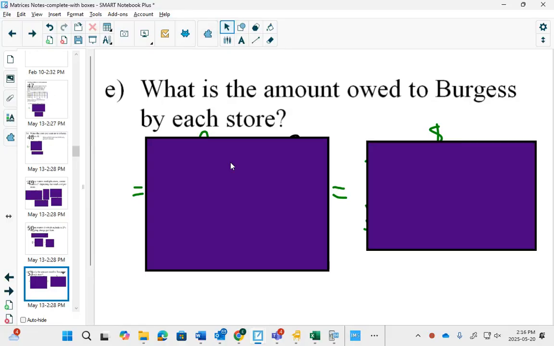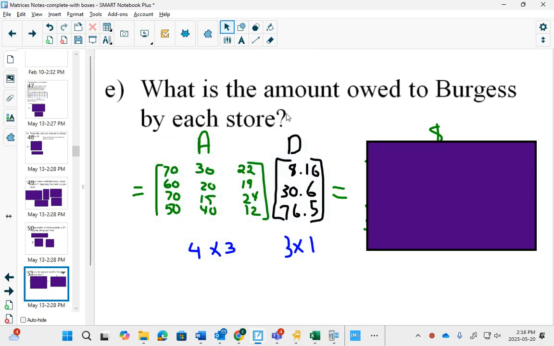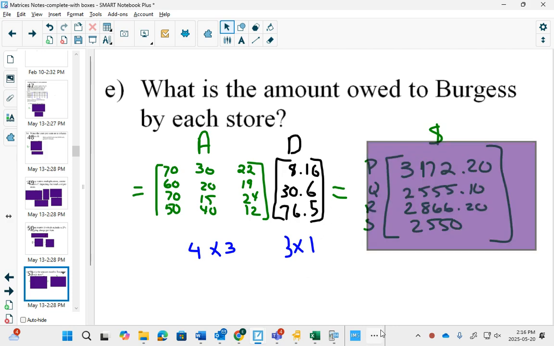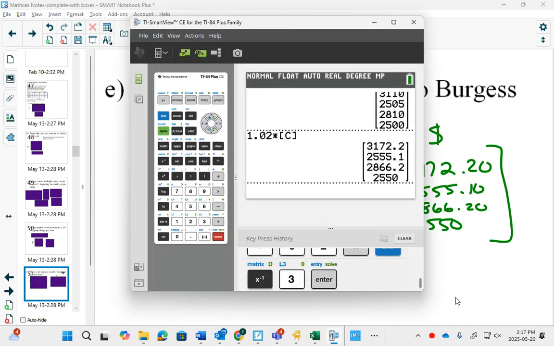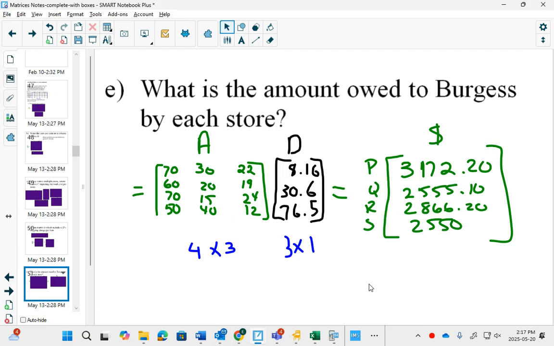So what is the total amount owed by each store? Well, we could take A times D now, because D is now the cost with the shipping in there, and get the total amount. Or you could have taken the total amount we had before and multiplied it by 1.02. That's what I did on my calculator. Got the same numbers there.